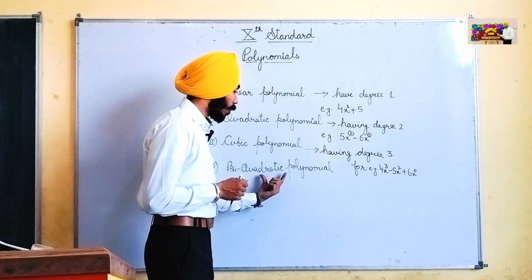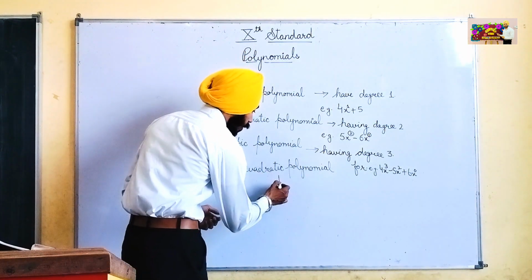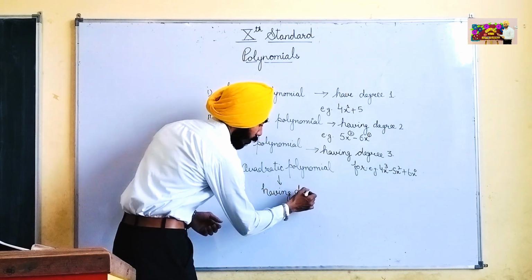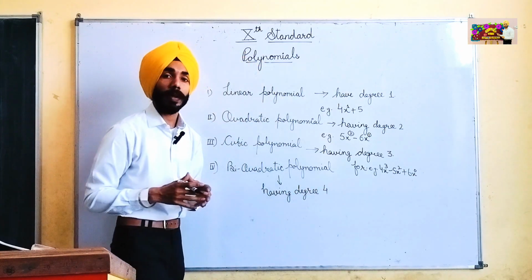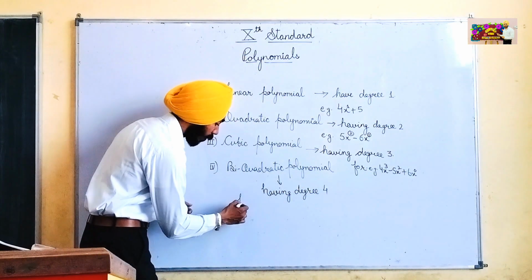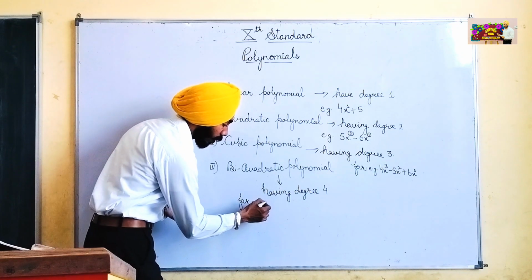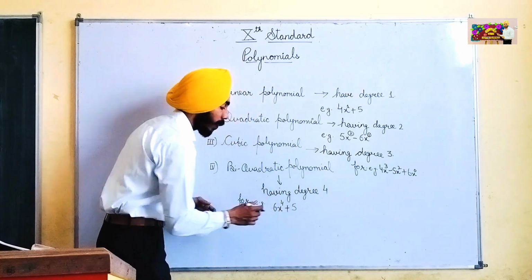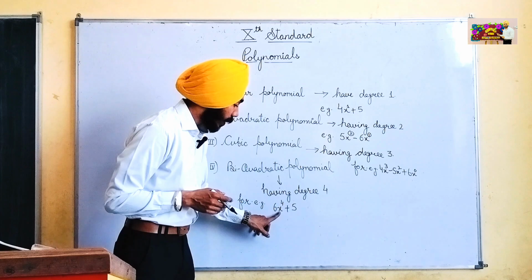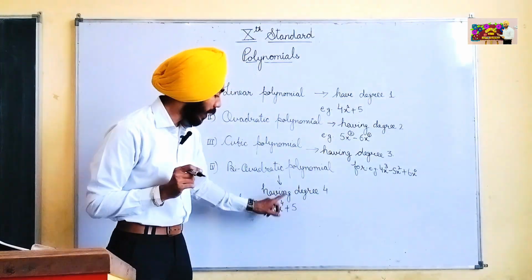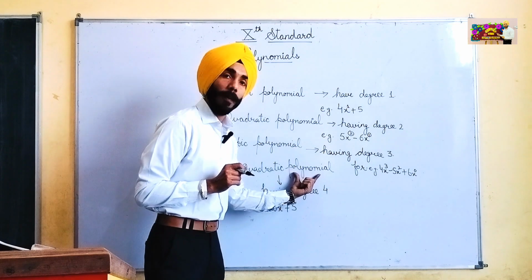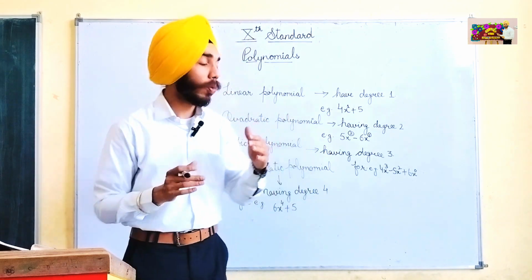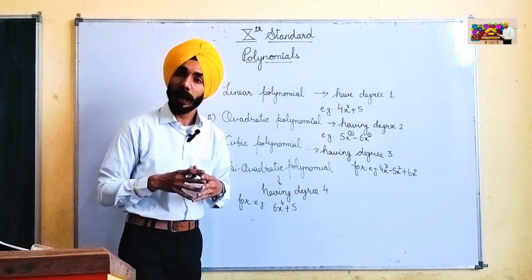And last one is biquadratic polynomial having degree 4. For example, 6x4 plus 5. X has power 4. So that's why this is biquadratic polynomial. The polynomial whose highest power is 4, we call it biquadratic polynomial.